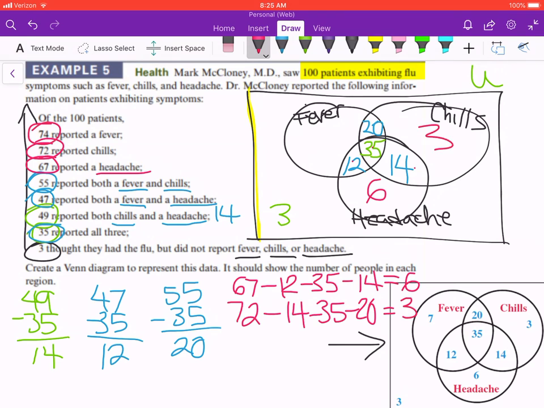And finally, for fever, we will have 74 people, but we need to subtract 20, 12, and 35, our double and triple intersections. And that will give us 7. So 7 will go here. Only reported fever and nothing else.